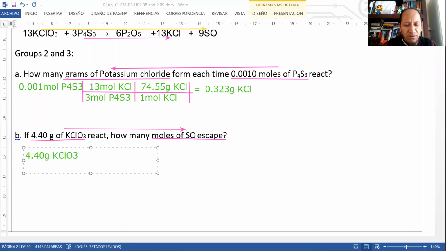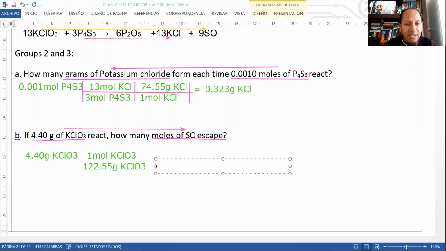I know that 1 mole of KClO3 has a mass of 122.55 grams of KClO3. How do I know that? Because I have the periodic table. You just add the masses. We have practiced that before, so it's pretty easy. What else? You need to know that my reaction says 13 moles, and I put the 13 moles in the lower part so I can cancel with the moles of KClO3 in the upper part.